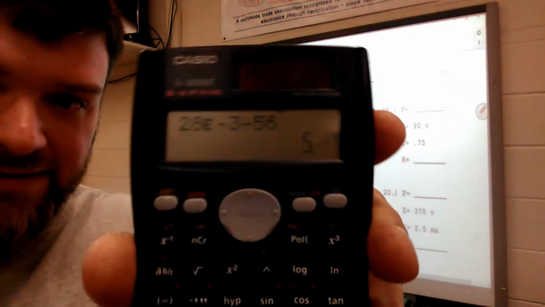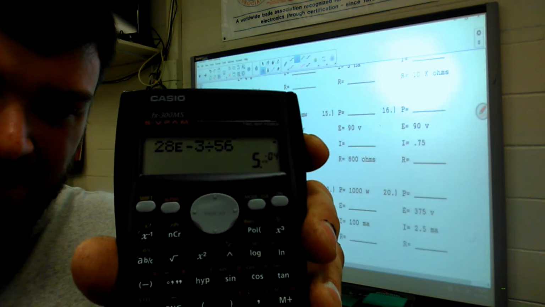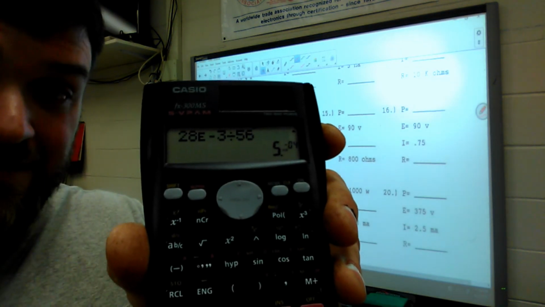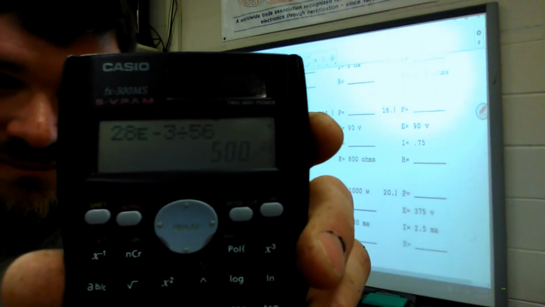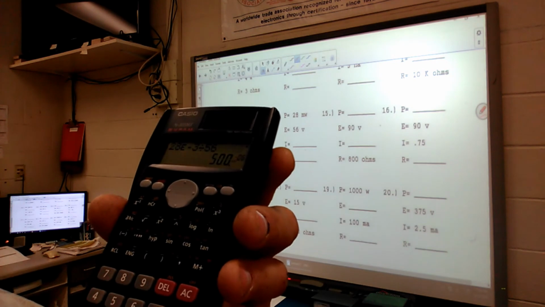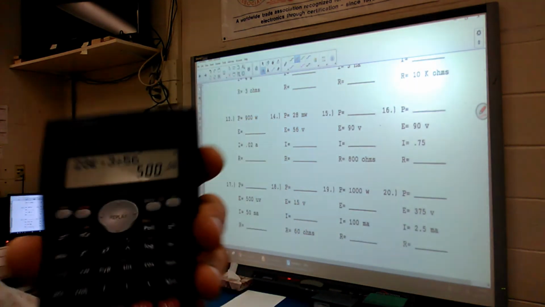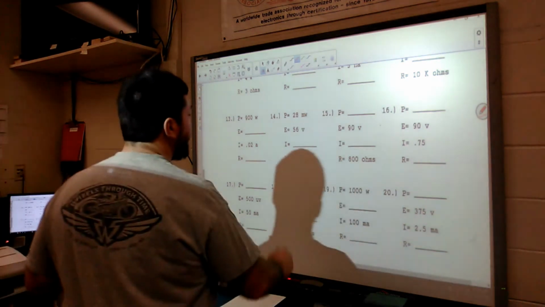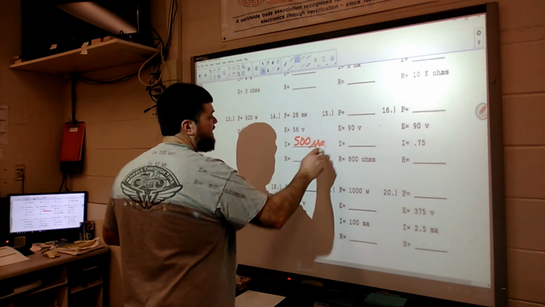There we go again. What is 5 to the negative 4 power? Remember, we don't use negative 4. So you're going to hit that ENG button. What did that do? It gives us 500 microamps. Okay? 500 exponent negative 6, 500 microamps.